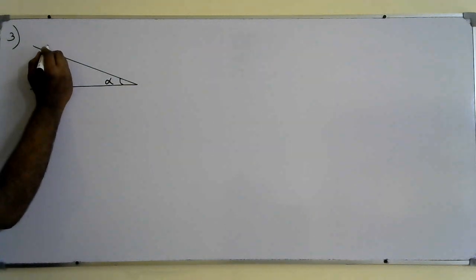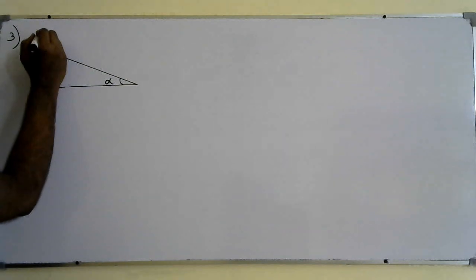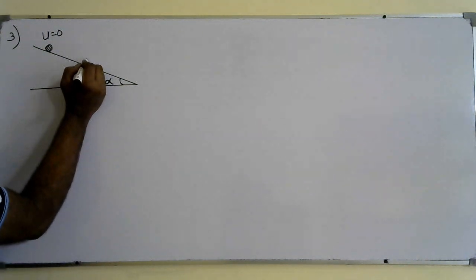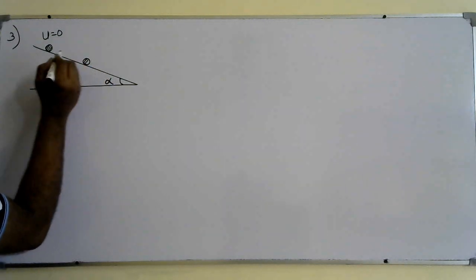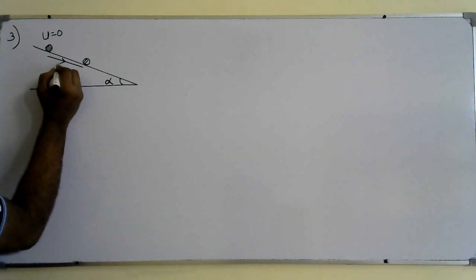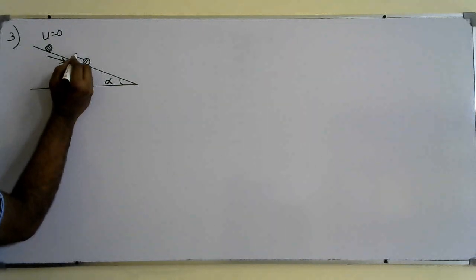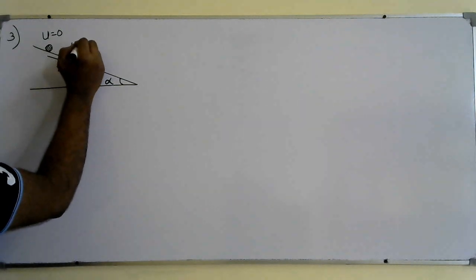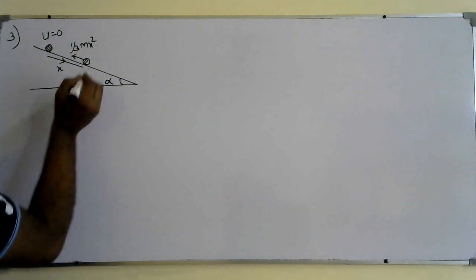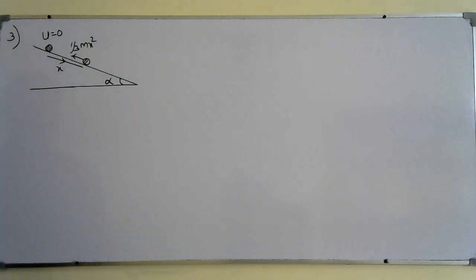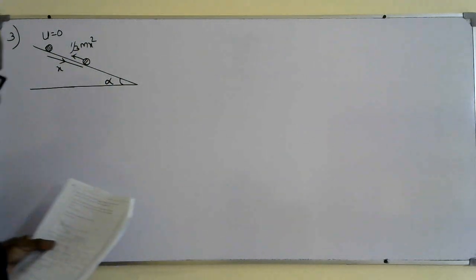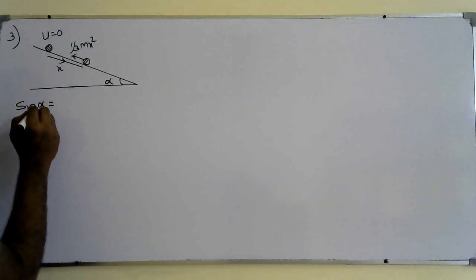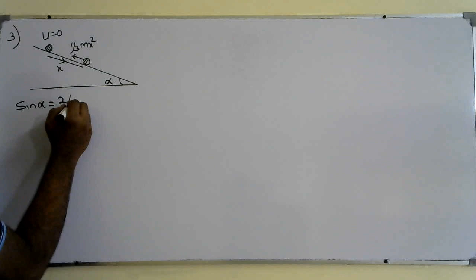A particle is released from rest. So initially the particle was at rest. So during its motion, say when it is at a distance x along the slope, there is an opposing force, that is 1/3 mx squared Newton, and there will be another force, that is mg sine alpha, you know that. And also we know that sine alpha is given as 2 by 5.